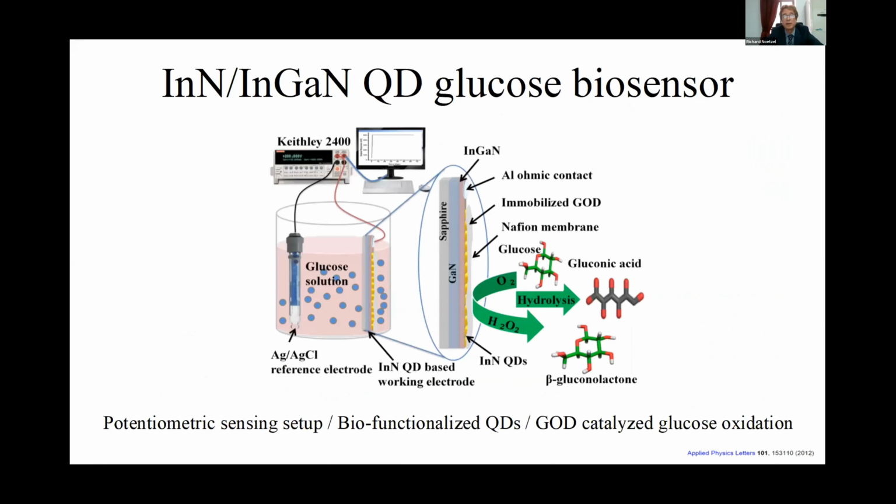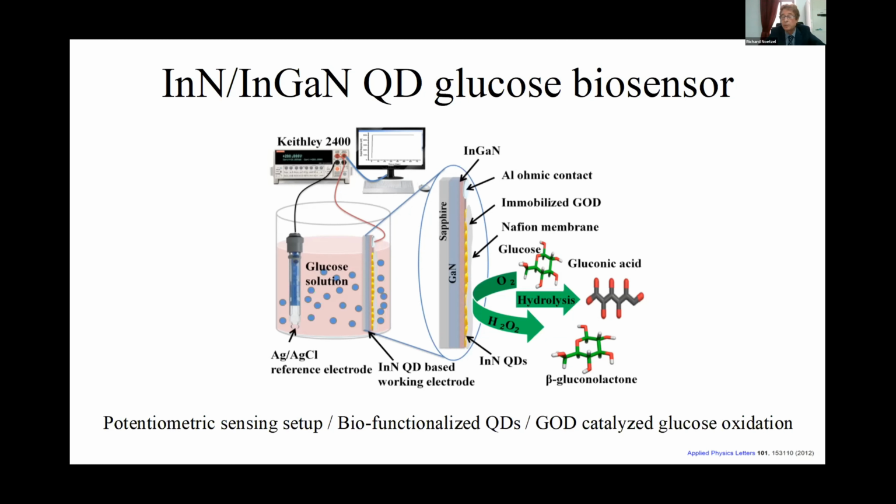This is an example of an indium gallium nitride quantum dot glucose biosensor. On the left is a potentiometric sensing setup. So we use potentiometric sensing instead of amperometric sensing. So we have the indium nitride quantum dot working electrode and then a reference electrode immersed in the glucose solution. Then we show the biofunctionalized quantum dots. The quantum dots grown again on an indium gallium nitride layer on a sapphire substrate. The quantum dots are functionalized by an enzyme, in this case glucose oxidase, which leads to the catalytically enhanced oxidation of glucose.